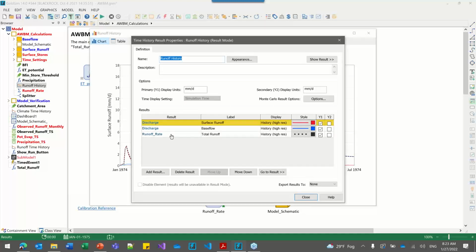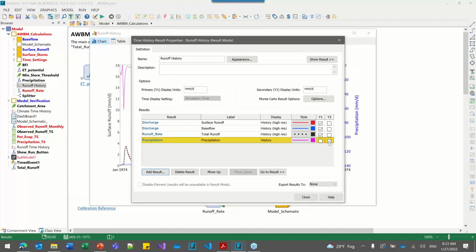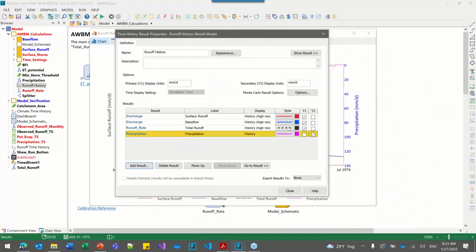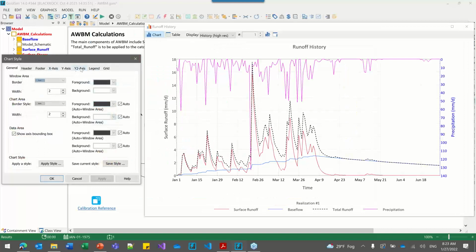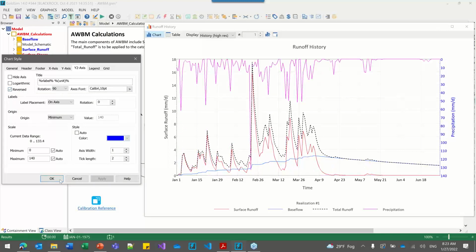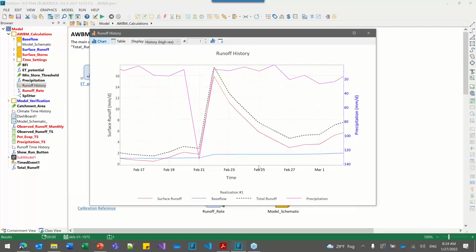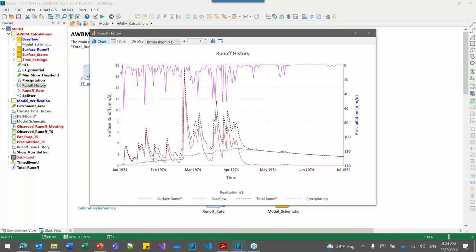So now we can add precip to that. Y2 axis, not reversed. Well, maybe reversed is better. There's too many lines. Okay, so the precip is this magenta line that is reversed. I'm just trying to think of a better color. There's not a great color for it, but let me just zoom into a spot here. So you can see precip occurs on February 21st, and that contributes to a spike in runoff on the next day. And then if I zoom out, you can see the impact there.